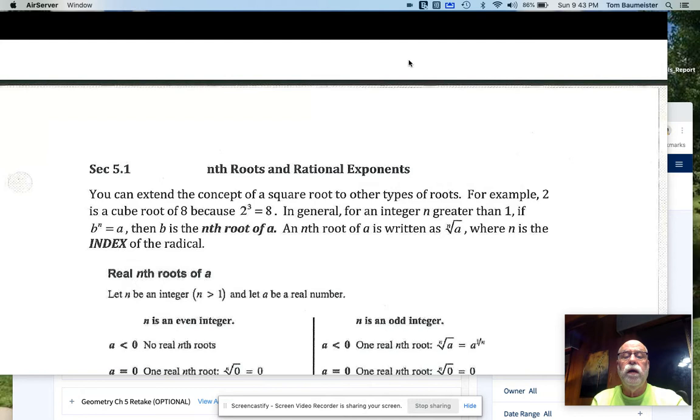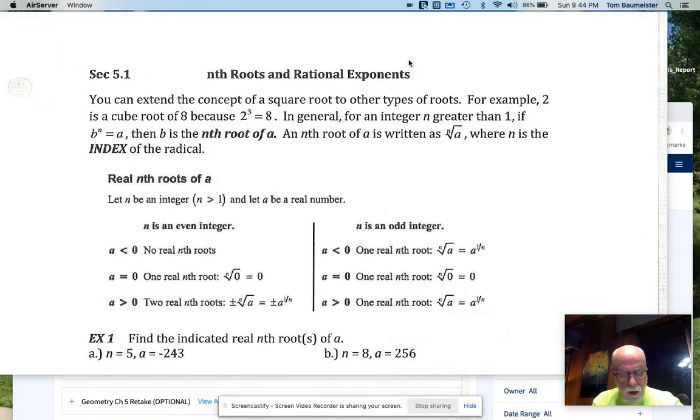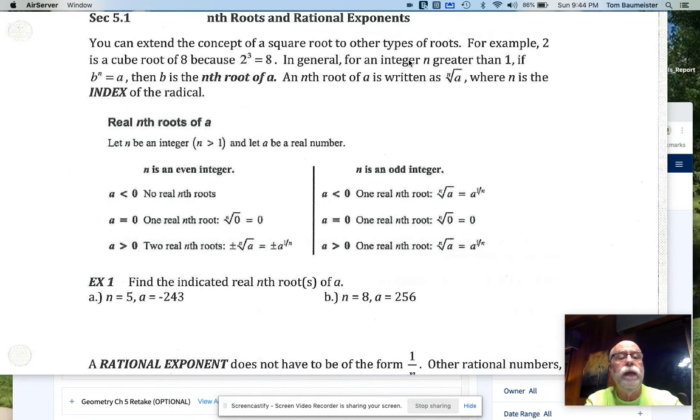And the nth root of a is written as the nth root of a, where n is the index of the radical. Remember, when it's a square root, we just don't put anything there because it's understood. So the real nth roots of a: let n be an integer, where n has to be greater than 1, and let a be a real number. If n is an even integer and a is less than 0, it has no real nth roots. Again, it might have imaginary ones.